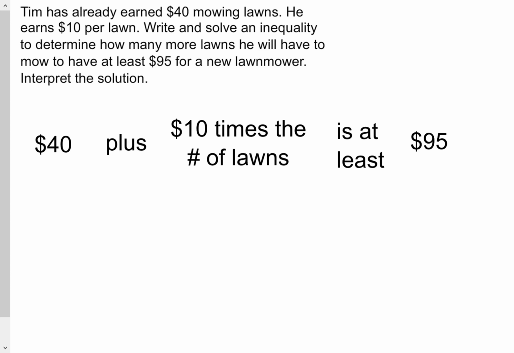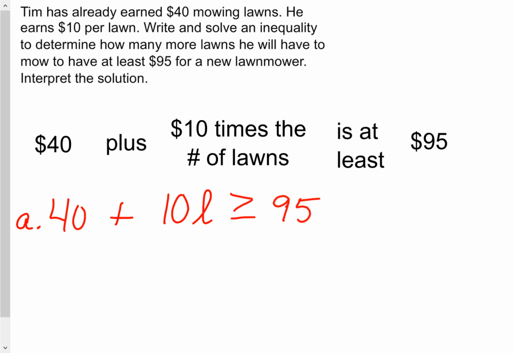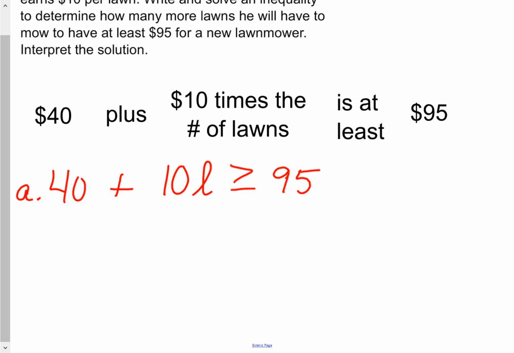So we're going to start off with 40 plus $10 times the number of lawns. I'm going to say L as my variable. And when I say is at least, it means the smallest amount is 95, and you can actually go greater than that. Okay, so this is my first part. This is my inequality. So now let's start solving our inequality. We have 40 plus 10L is greater than or equal to 95.